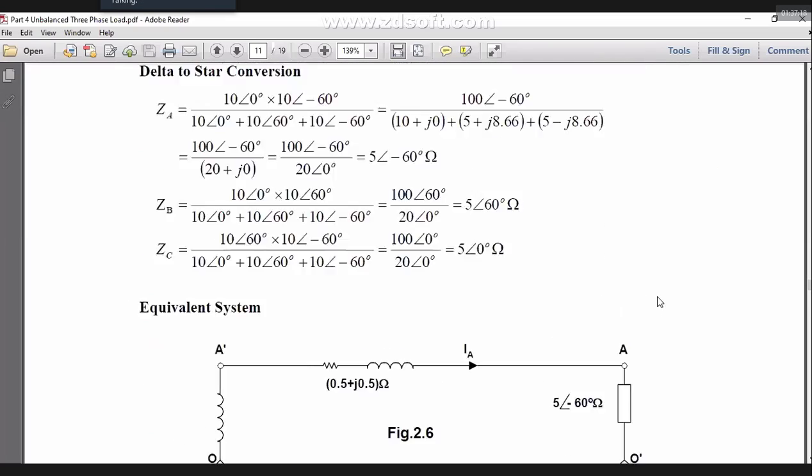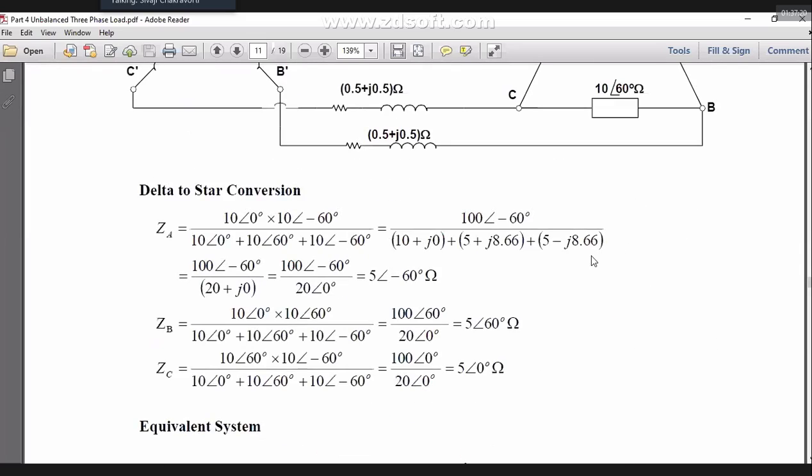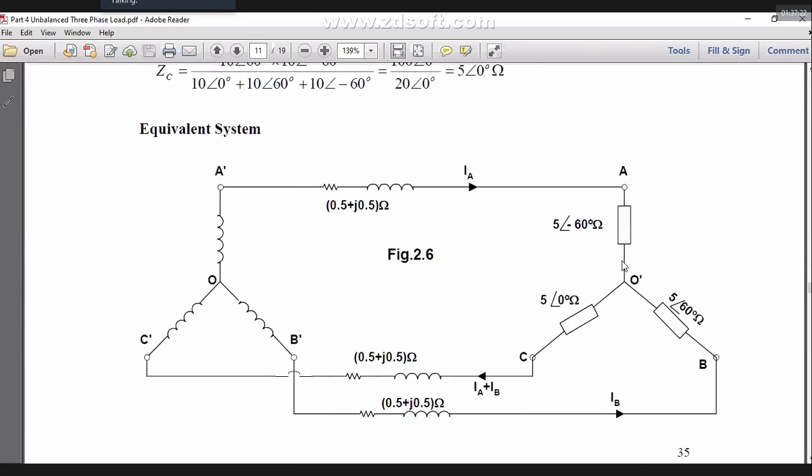So my young friends, this is how we solve what is known as combined star and delta loads. And I repeat, the tip is that always convert the star to delta, not the delta to star. If you convert star to delta, you will always get the correct result. If you convert the delta to star, there is every probability that you will get a wrong result.